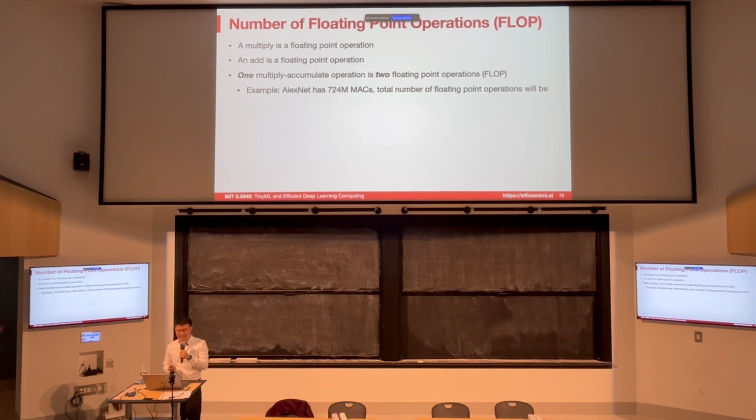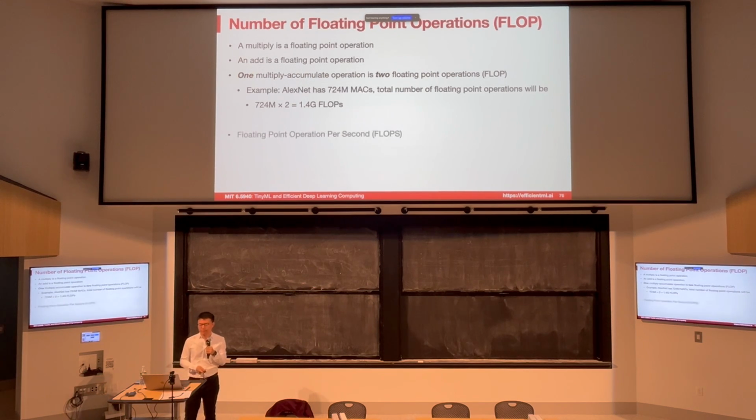For example, AlexNet has 724 million MACs. The total number of floating point operations will be 724 times 2. That's 1.4 GFLOPs. Okay. And what is FLOPS? That's short for floating point operations per second. The number of FLOPs divided by how many seconds. So that's a performance metric showing how fast you are processing these floating point numbers.